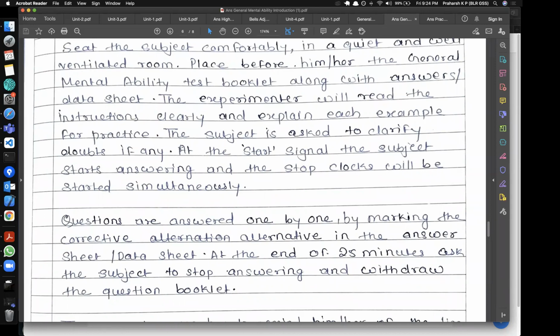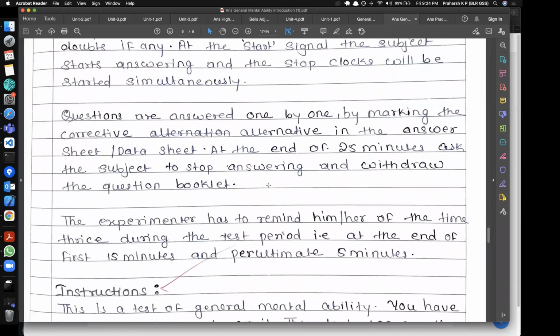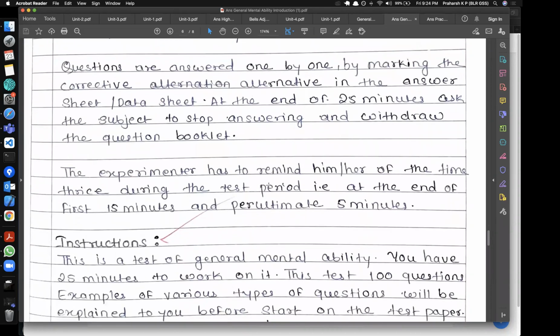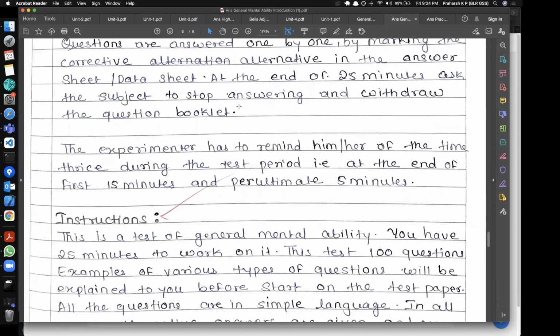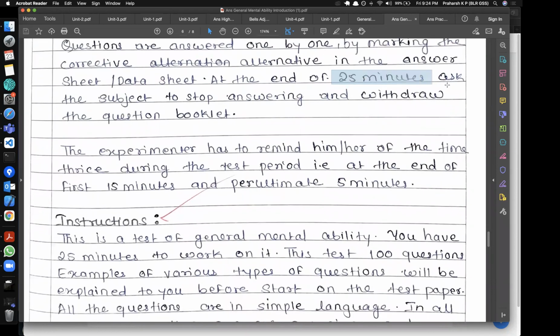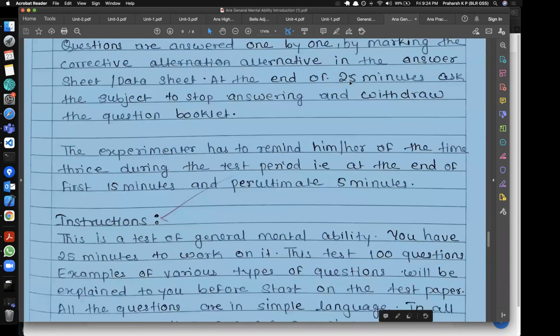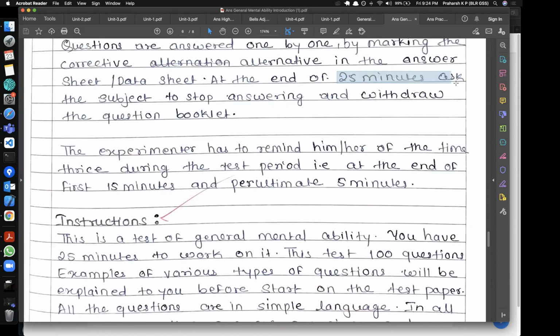At the start signal, the subject starts answering and the stop clock will be started simultaneously. Questions are answered one by one by picking the correct alternative in the answer sheet or data sheet. At the end of 25 minutes, so we are allocating 25 minutes for this questionnaire. 25 minutes means what? You have 100 questions. Each question will get 15 seconds. So people should rush through those questions basically. At the end of 25 minutes, the subject is asked to stop answering and withdraw the question booklet.